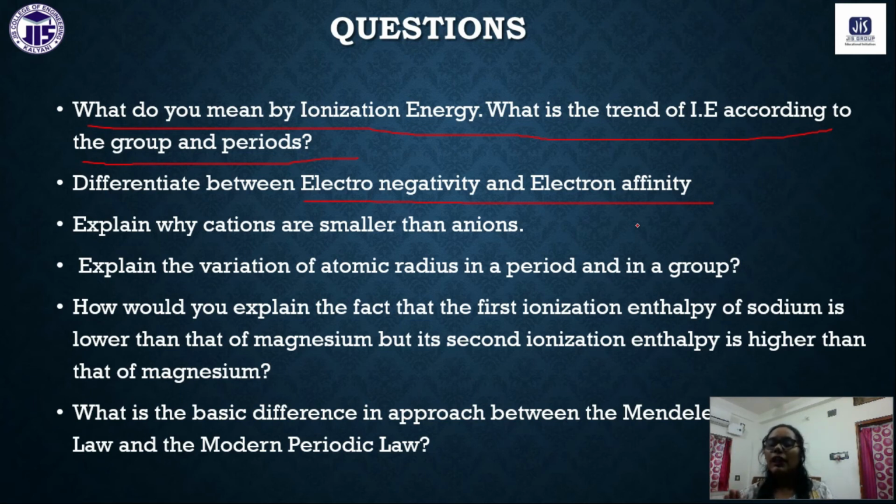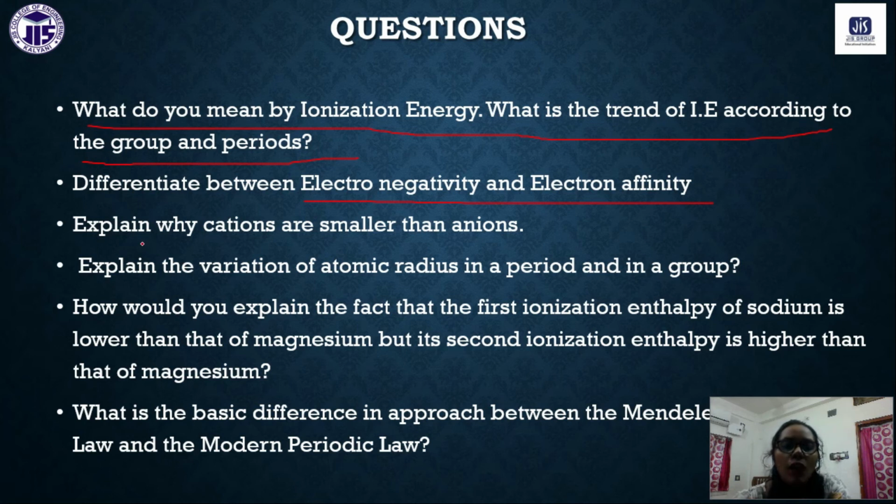Understand? So this property of pulling the bonded electrons towards itself is called electronegativity. Understand? Electron affinity means one electron we have to add in our outermost orbital, and whatever energy is released. And electronegativity is a property to attract the bonded electron towards itself. So this is the difference.